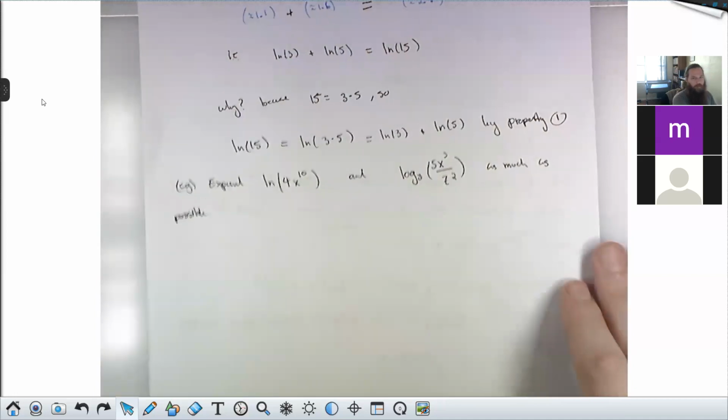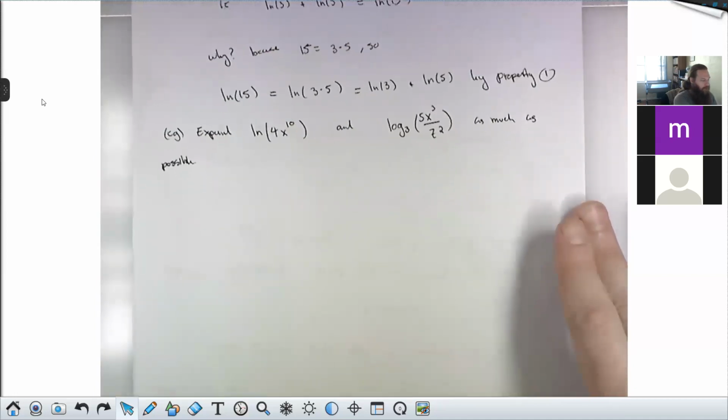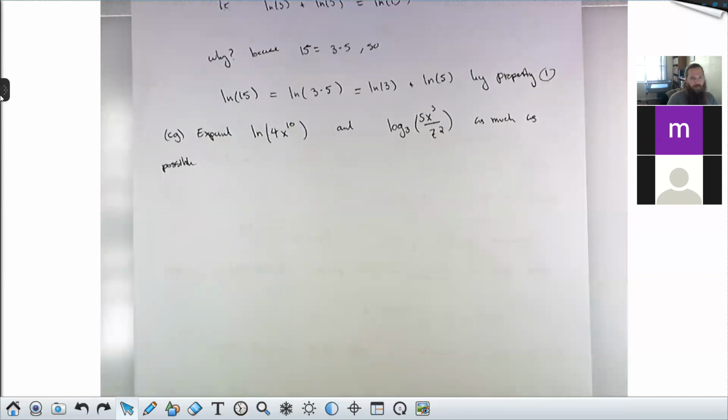All right, so I'm going to give us two things here to expand. I want to expand the ln of 4x to the 10 and the base 3 logarithm of 5x cubed over z squared as much as we possibly can. What do I mean by expand? I mean use those properties to pull apart, to stretch out.